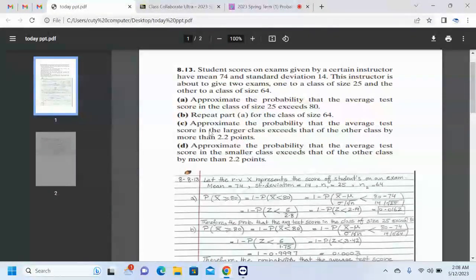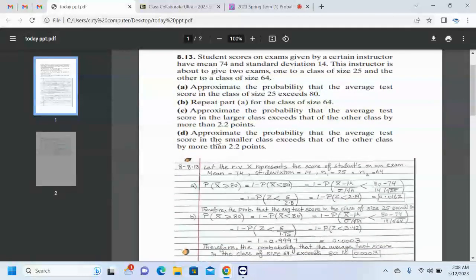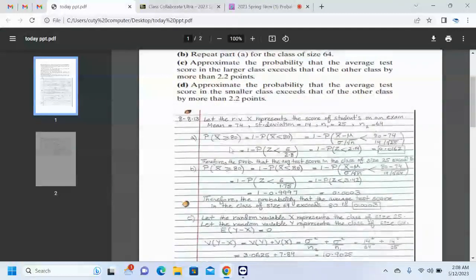In part C, we have to find approximately the probability that the average test score in the larger class exceeds that of the other class by more than 2.2 points. In part D, we have to find approximately the probability that the average test score in the smaller class exceeds that of the other class by more than 2.2 points.